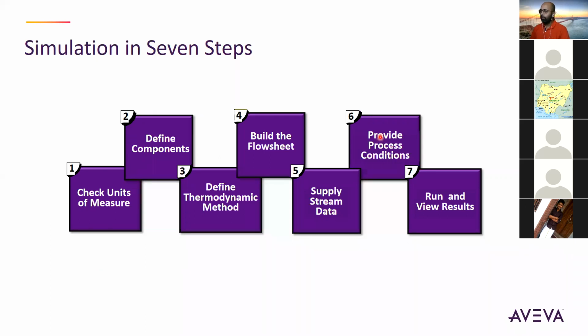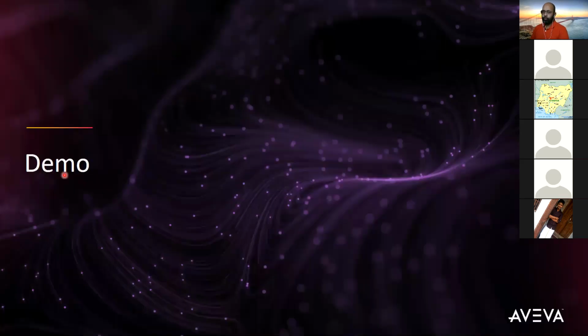Sixth step is then to provide the process conditions, and the seventh and final step is to run and view your results. So these are the 7 steps that we suggest simulation engineers follow. And if you do that, there are fewer chances that you might make some minor or silly mistake because of which your model is not converging. So with that, I would like to now jump into the demo. That gives you a much better understanding of how the simulator or software works.